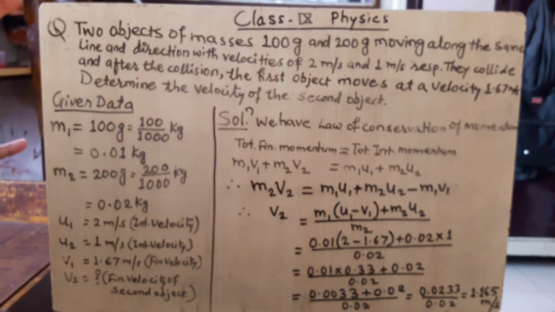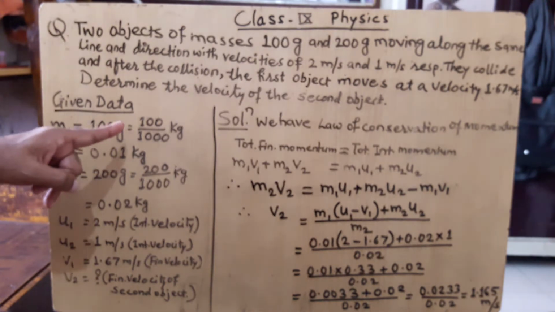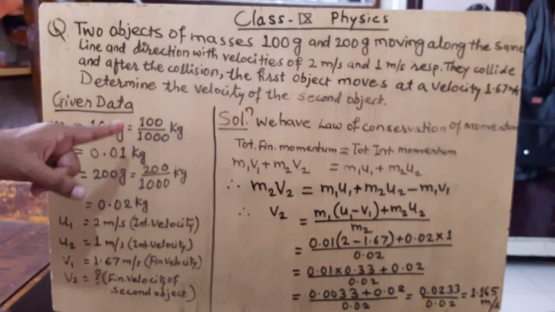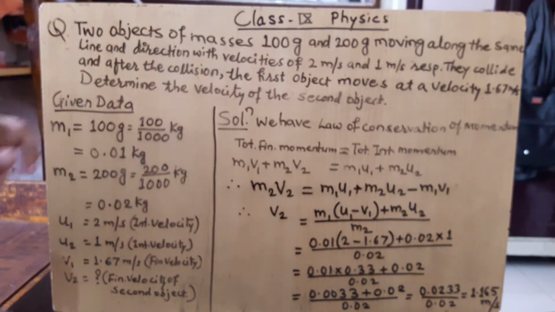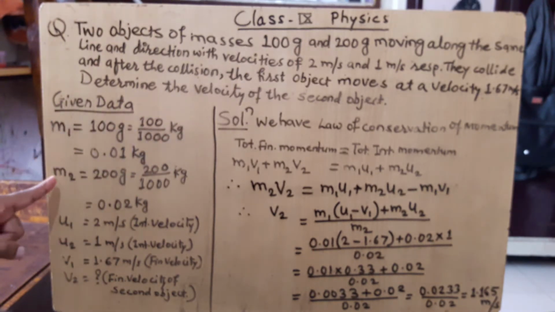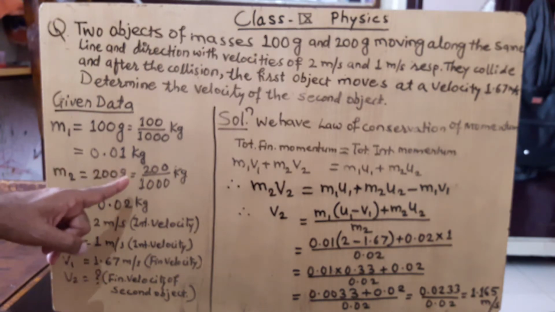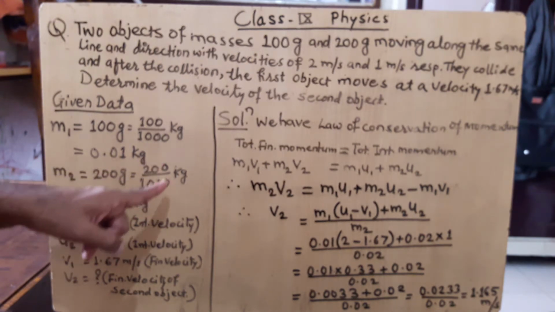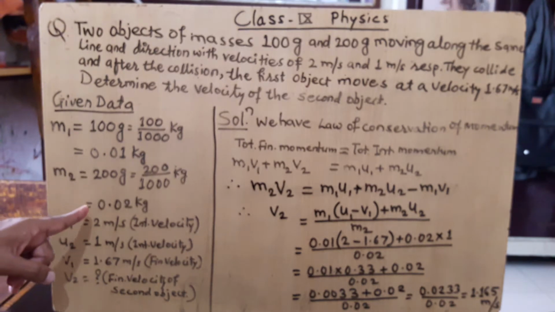Let me see the given data. Here m1 is the mass of the first object, it is 100 gram, and we have to convert it into kilogram. So 100 divided by 1000 in kilogram, so 0.01 kilogram. m2, the mass of the second object, is 200 gram. So it is 200 divided by 1000 in kilogram, and that is equal to 0.02 kilogram.